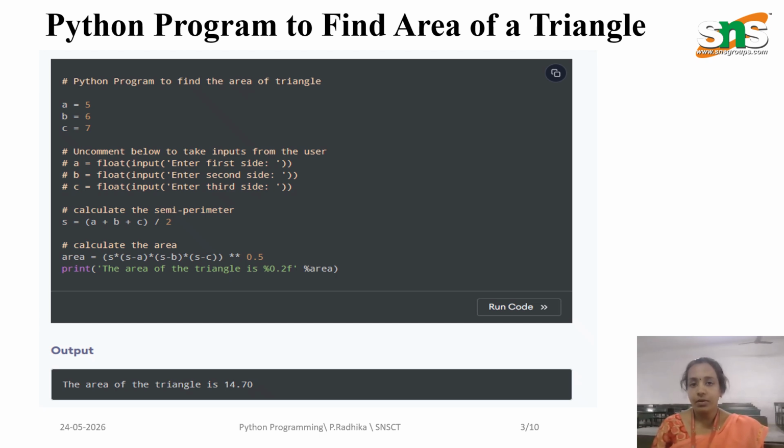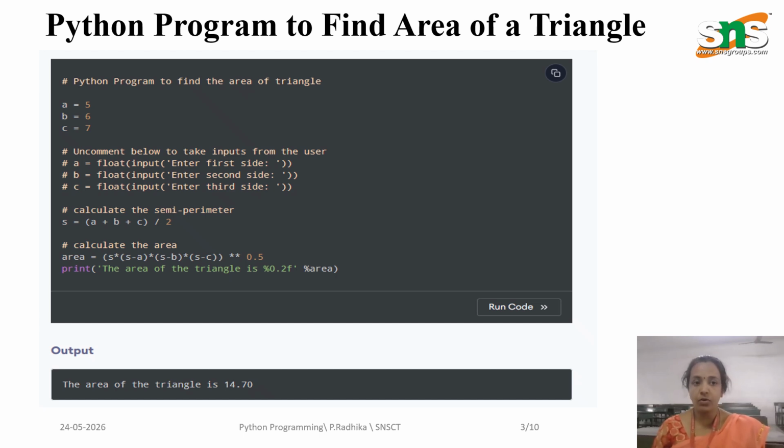So we don't have a square root symbol while doing Python programming. In spite of that, we have to go with double asterisk 0.5. So two choices are there as usual. I can get the values from the user and I can give the values directly to the program. The first one is A is equal to 5, B is equal to 6, and C is equal to 7. I'm giving the values directly.